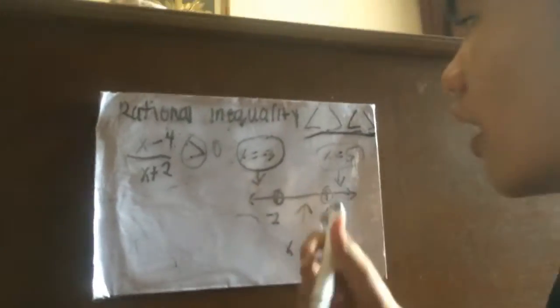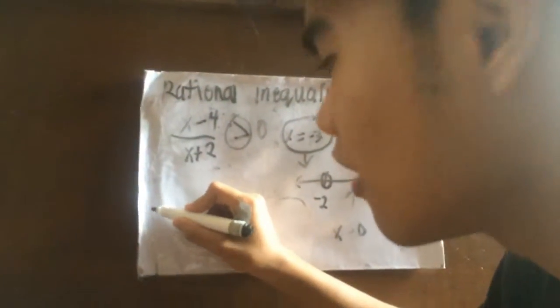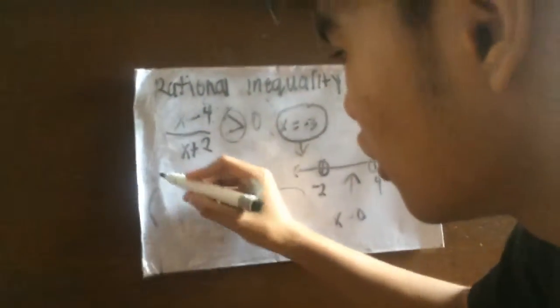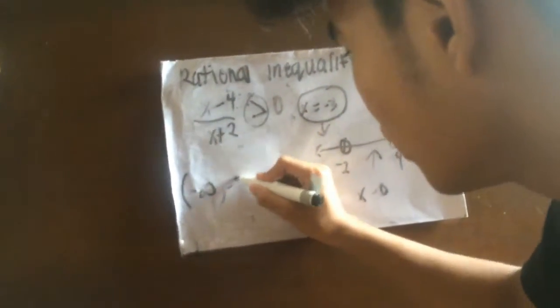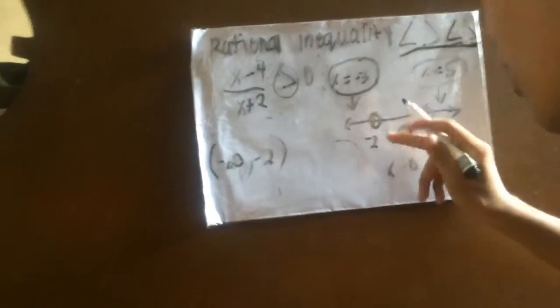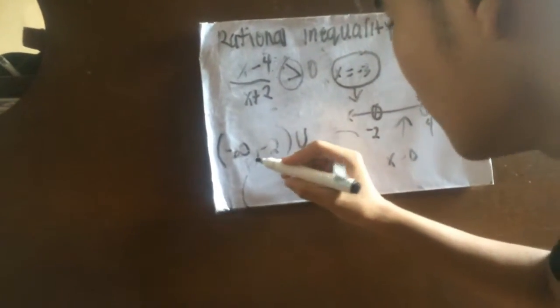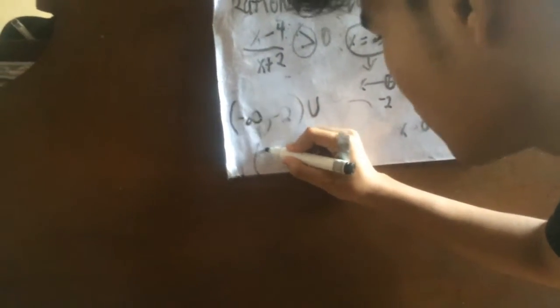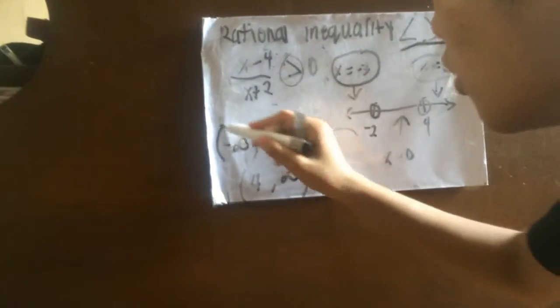So, since na nakuha na natin yung pwede natin i-substitute, then, plot naman natin yung solution. Parenthesis, negative infinity to negative 2, parenthesis siya kasi unshaded siya. Gamit tayo ng union, then, parenthesis, positive 4 to infinity equals to 1. Makukuha na natin yung answer.